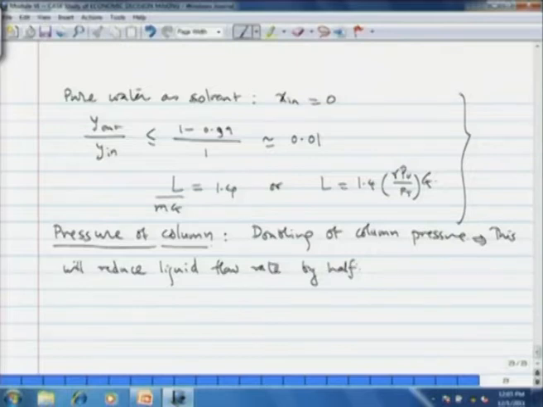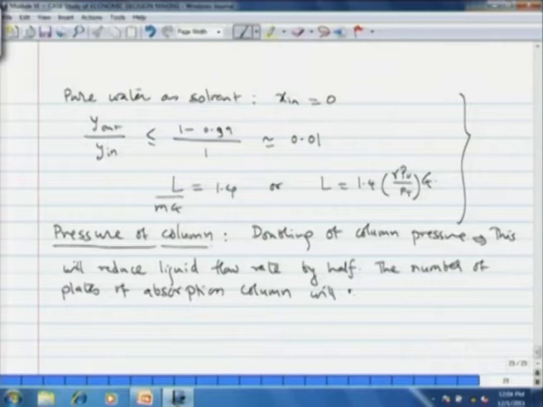Okay. Liquid flow rate will reduce 2 times, by a factor of 2. However, L by mg remains to be 1.4, and therefore, the number of plates in the column do not change. That point we note. The number of plates of absorption column will not change, as L by mg remains to be 1.4.